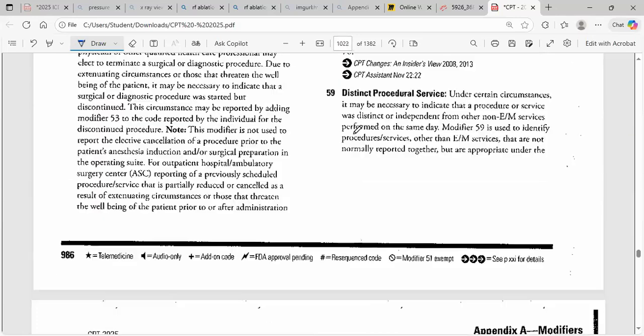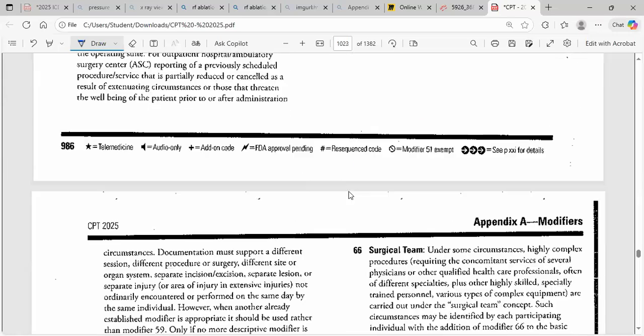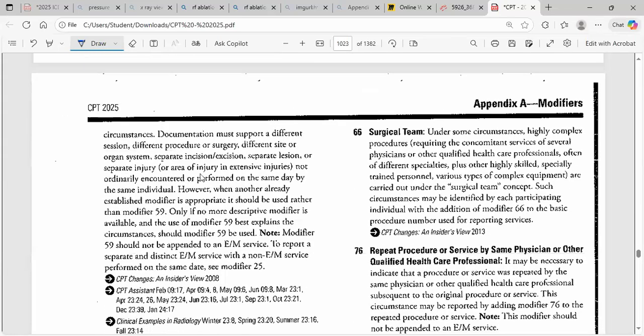Which line? Yeah, this one that are not... No, ma'am, more below than this. On the next page, it is there.